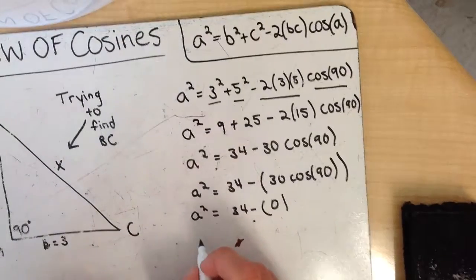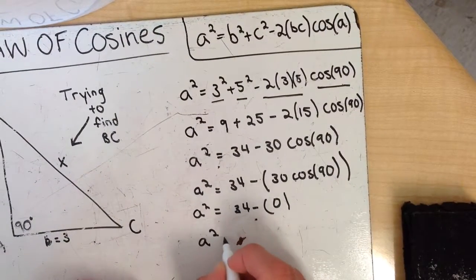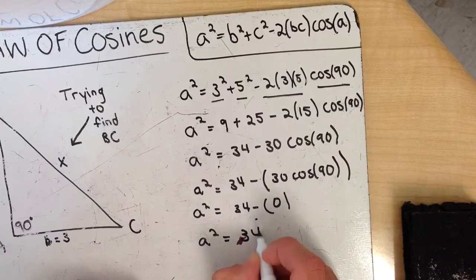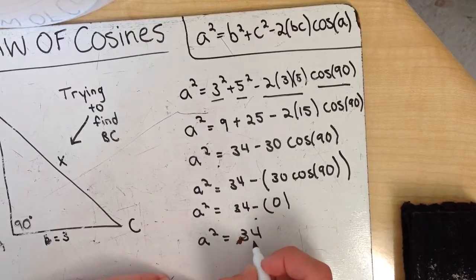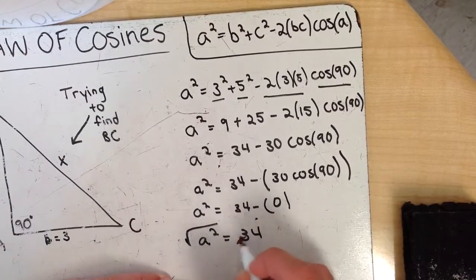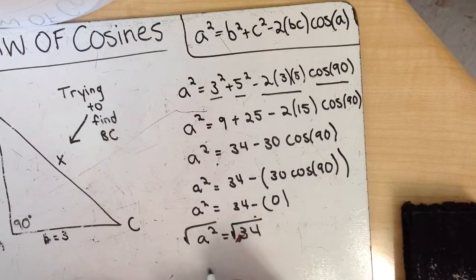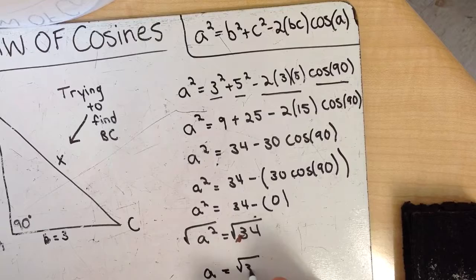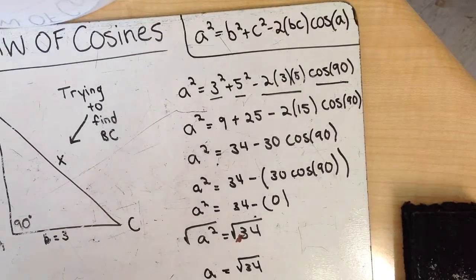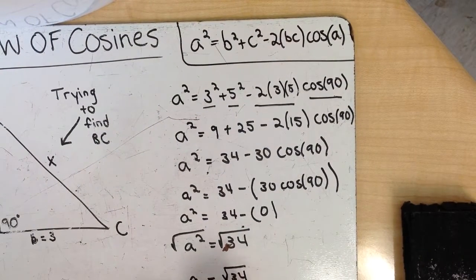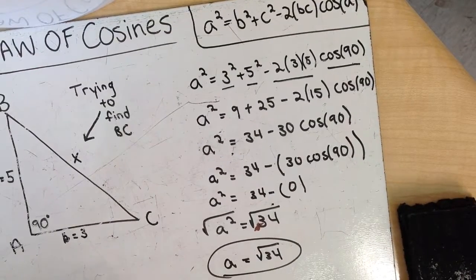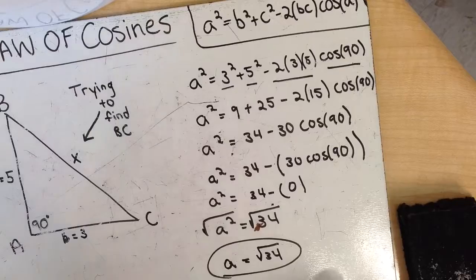As you can see here, we end up with A squared equals 34. Since there's no square root of 34, we take the square root of both sides of the equation. As you can see, we can't do anything with this answer right here, so we leave it, and that's our answer for the first example.